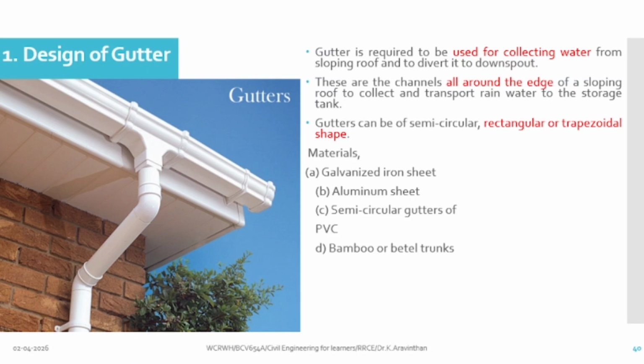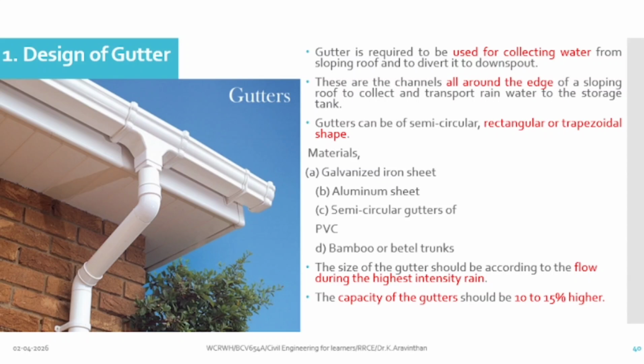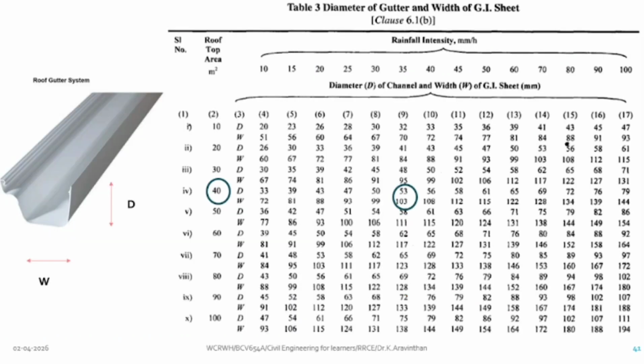Semicircular gutters of PVC. What do you mean by PVC? Polyvinyl chloride, which is nothing but plastic. They can use plastic as gutter. Last thing is bamboo. Sir, I am living in a forest. I am living in a place where I don't have any purchased material. You can use bamboo. Whatever the rainfall capacity is, you have to increase the gutter by 10 to 15% and design it. Given in a table.